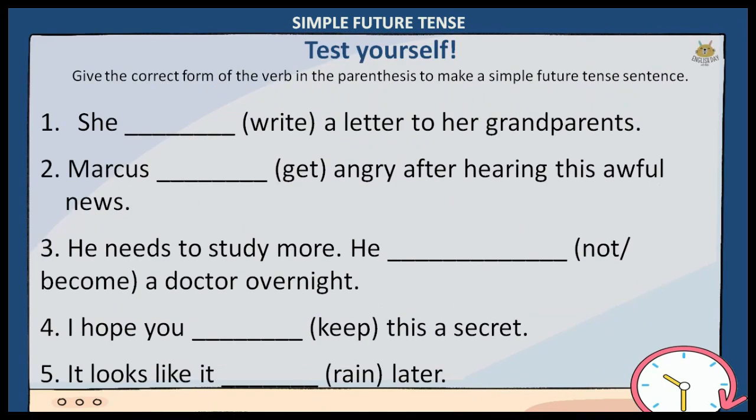Now let's have a short exercise. So we have to give the correct form of the verb in the parentheses to make a simple future tense sentence. Let's have the first one. She blank a letter to her grandparents. If you answered will write, then you are correct. She will write a letter to her grandparents.